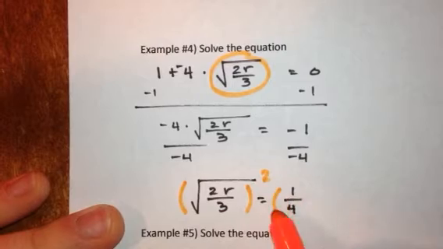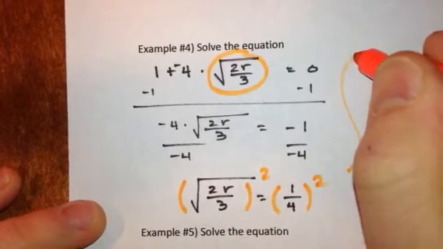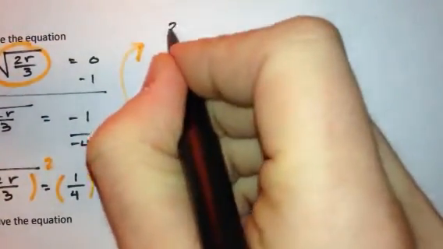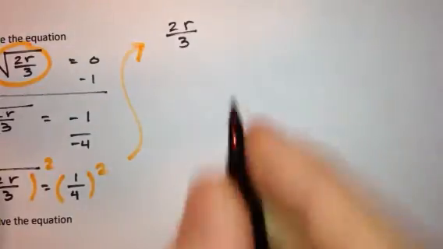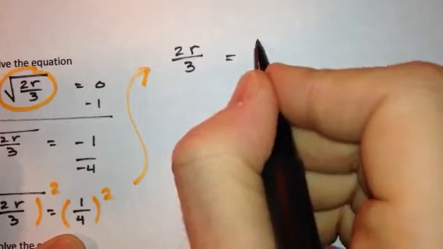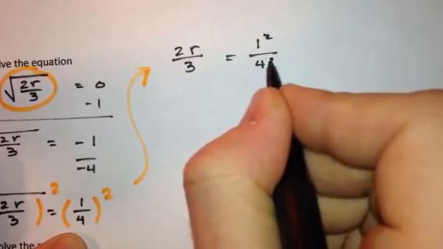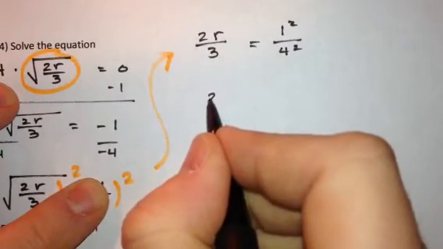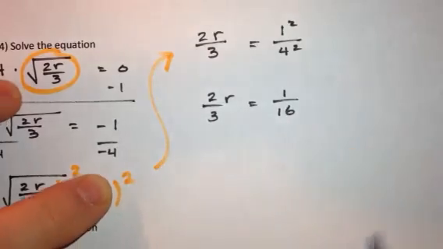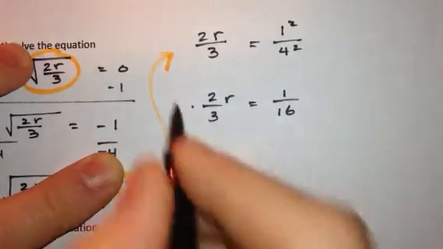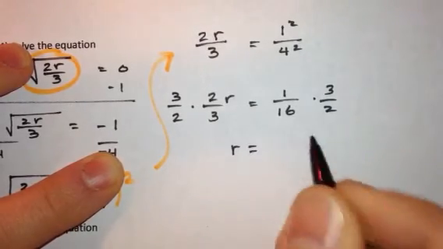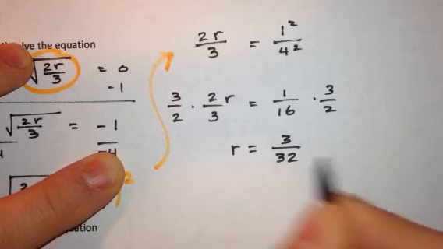Now we're going to square both sides. When we do that, on the left, we get this. On the right, we need to square 1 over 4. So that's 1 squared over 4 squared. So what we end up with here is 2/3 of r is equal to 1 over 16. And now since you've got a proportional equation, you can multiply by the reciprocal on both sides. And we get that r is equal to 3 over 32.